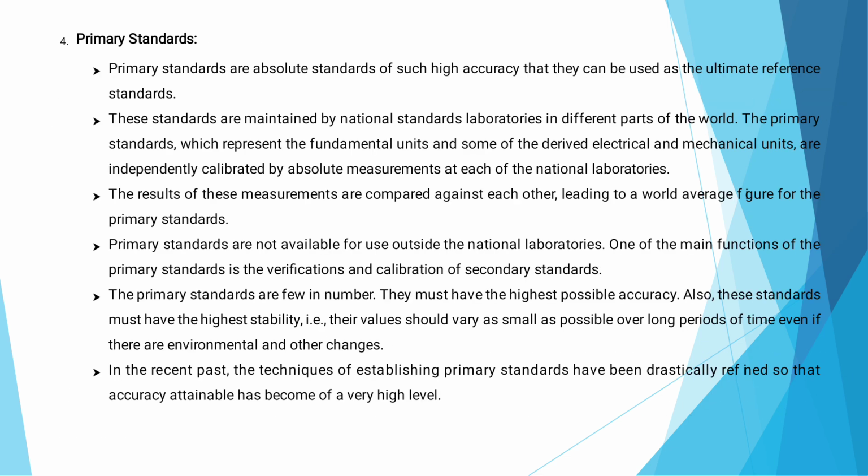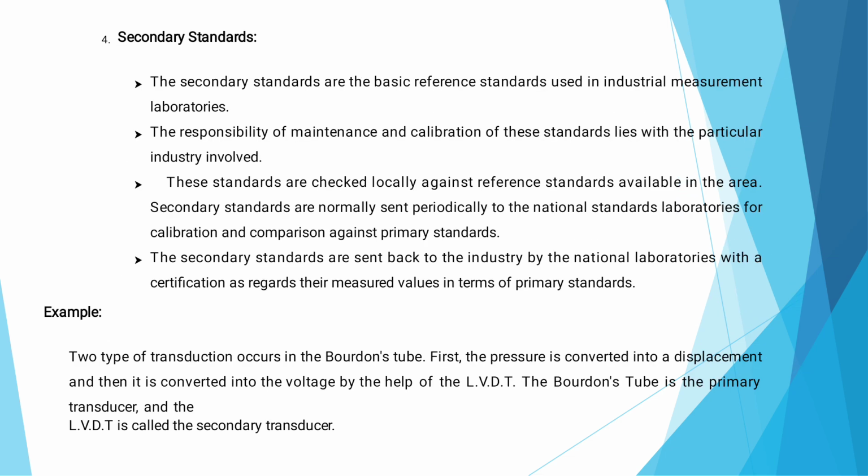The next one is the primary standards. So these are the absolutely highly accurate reference standards maintained strictly by the national standard laboratories. They actually represent the fundamental and derived units and are cross compared globally to achieve the world average figure. So primary standards are very few in number, boast the highest possible accuracy and stability over long periods, and are never available for use outside the national labs. So their core function is only to verify and calibrate the secondary standards.